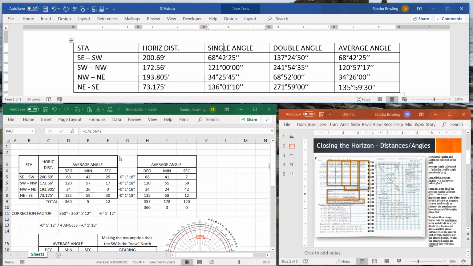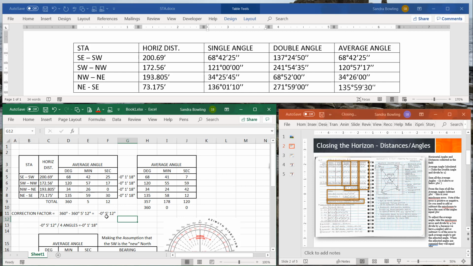I used Excel just to help me out. We're going to add up all of these average angle values, and they should be 360, but you can see right here they are not. They're 360 degrees, 5 minutes, and 12 seconds. So the difference is an overage of 5 minutes and 12 seconds.